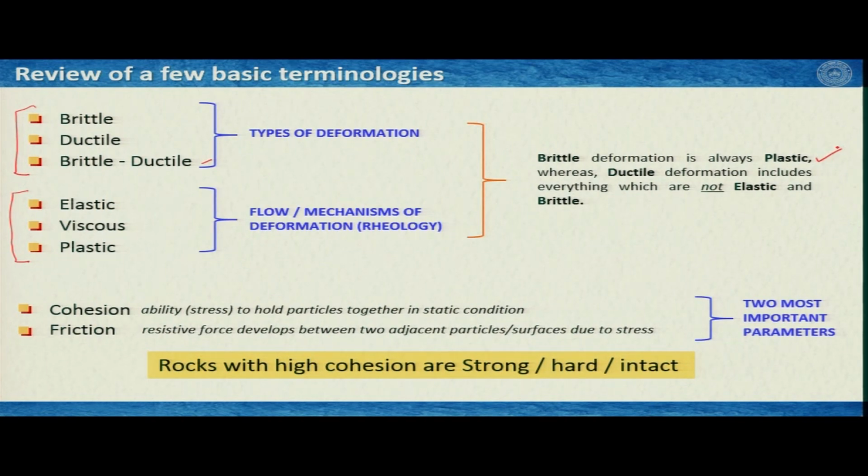Friction, in contrary, is a resistive force that develops between two adjacent particles or surfaces due to stress. So, once there is a stress from outside, then the intragranular forces are known as friction, and once there is no stress from outside, only the static condition is prevailing, then the intragranular forces are known as cohesion, and these two are very important parameters. I would like to also highlight one point here, that rocks with high cohesion are generally strong, hard and intact. We will learn about it soon.